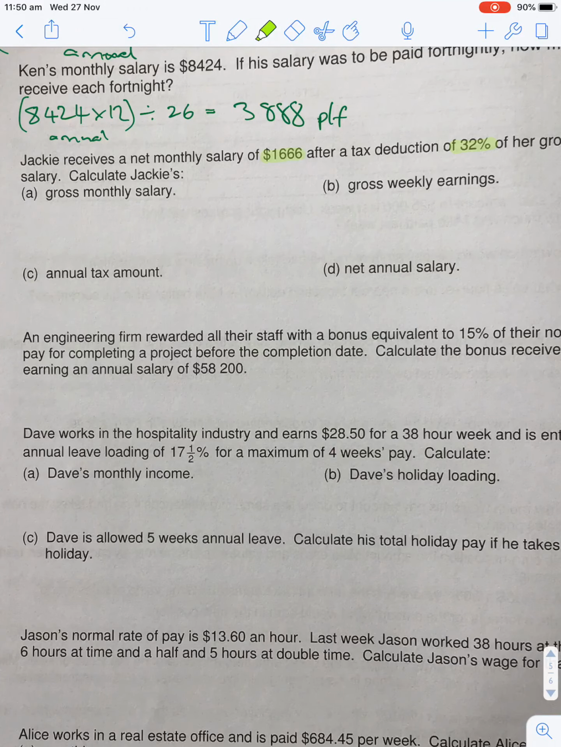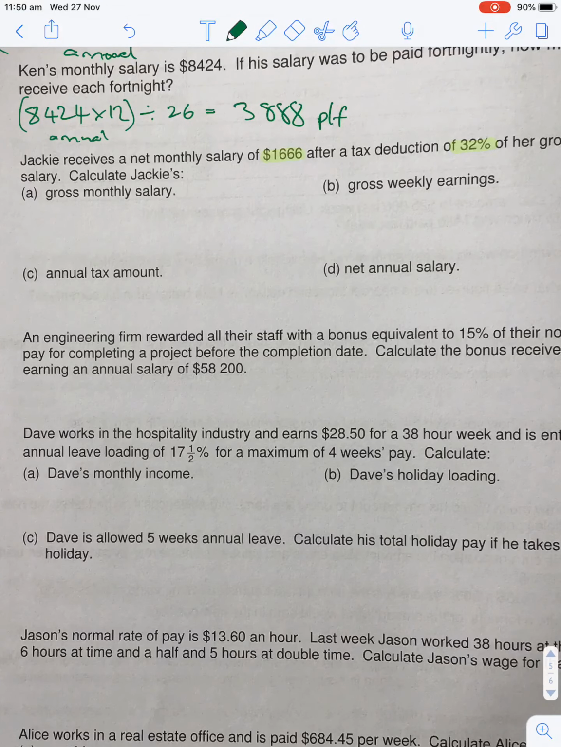But that will be wrong, because what you'd be doing is finding 32% of the smaller amount, the after tax amount, not 32% of the original amount, which we know was more. And so what you have to do is go back to thinking about what the process would be had I known all the information.